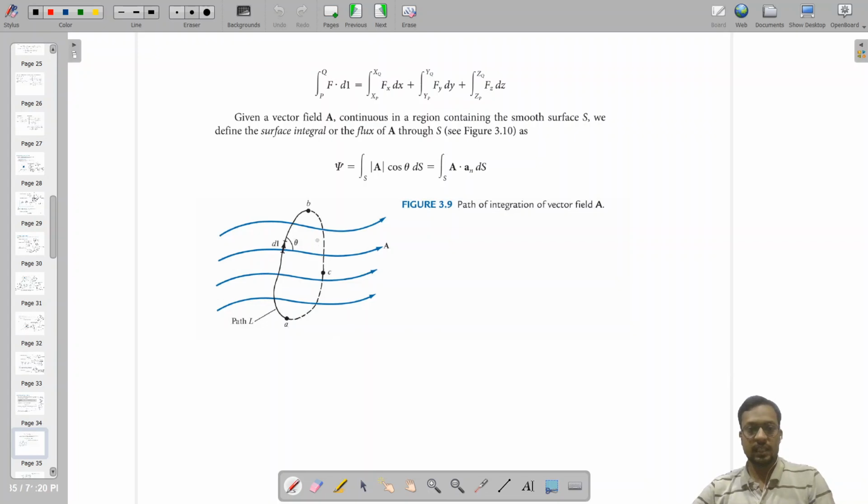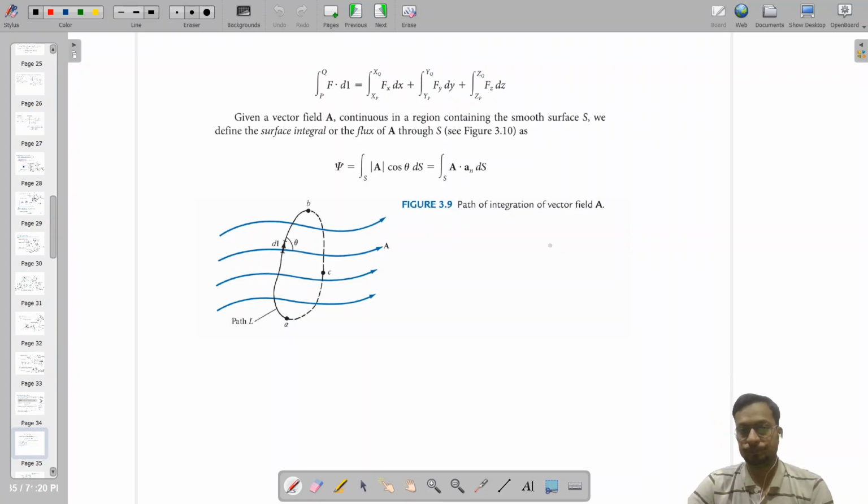Here the diagram is shown. We have considered a small incremental length dl, and the angle subtended by vector A to the line L is considered as theta. This is the path of length L from point A to B. Now if we close this path, that is, we travel this path from A to C, C to B, then it is called a closed line integral. So this is a line integral for a given path of a vector A.